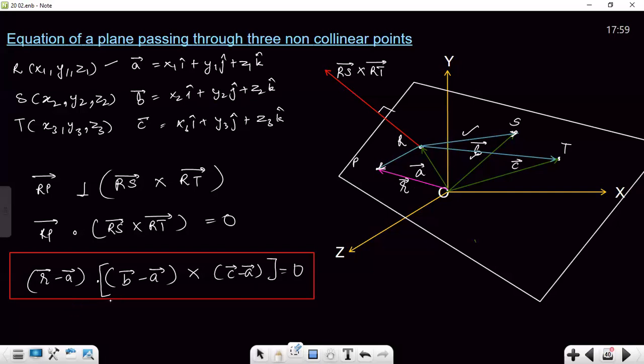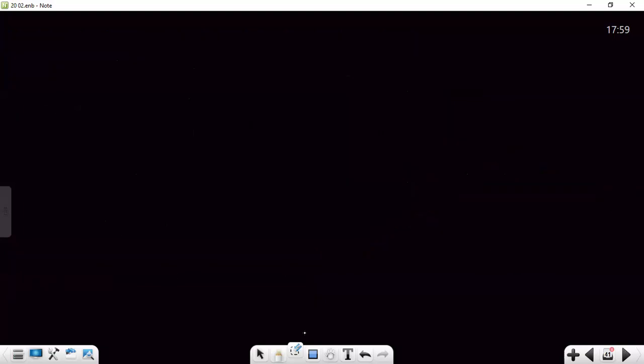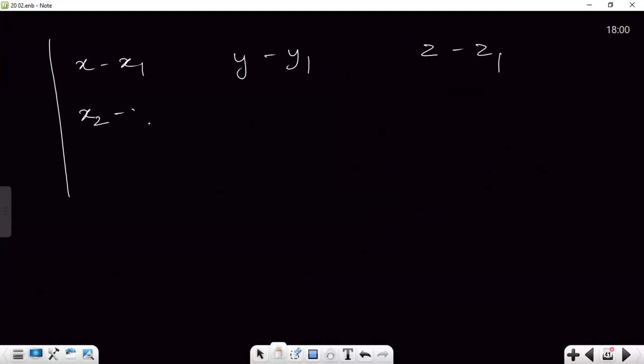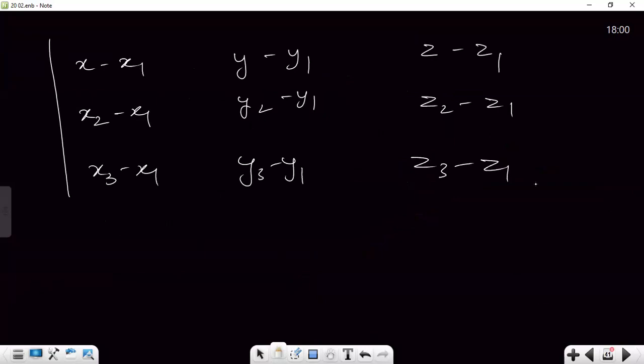If we substitute A, B, C here, what comes out is the determinant of x minus x1, y minus y1, z minus z1; x2 minus x1, y2 minus y1, z2 minus z1; similarly x3 minus x1, y3 minus y1, z3 minus z1. Its determinant becomes 0 if we expand the vector form.